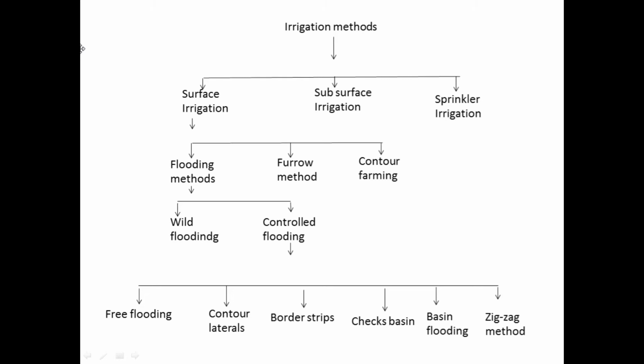And in the control flooding there are another six types: free flooding, contour lateral, border strip, check basin, basin flooding and zigzag method. Among these various methods we have to choose the proper method of irrigation when we are adopting this phenomenon.